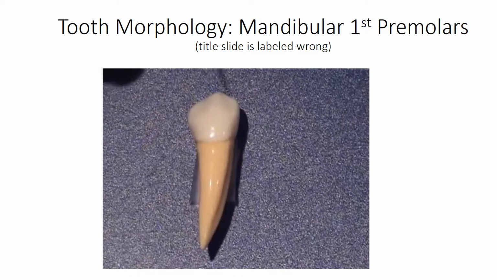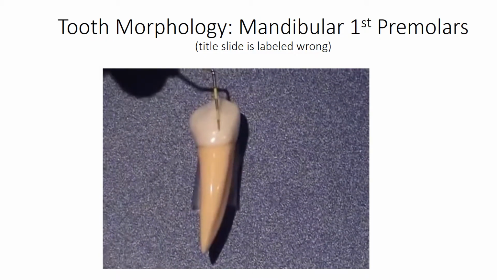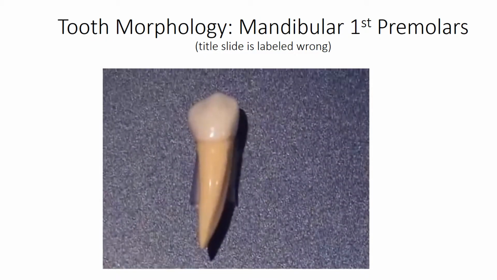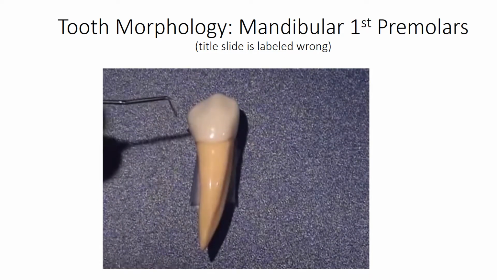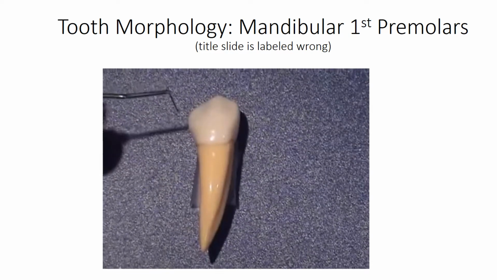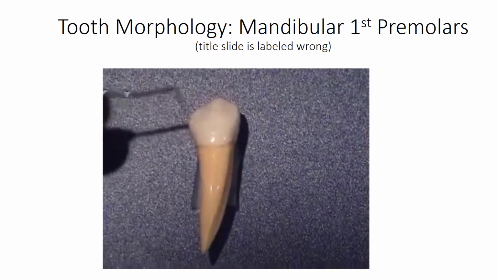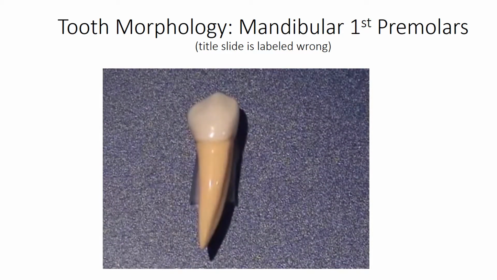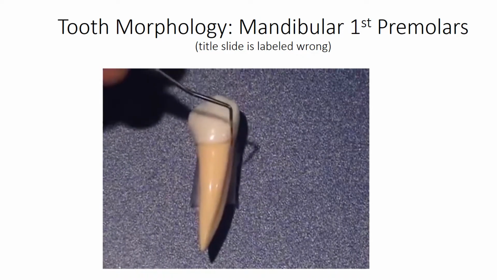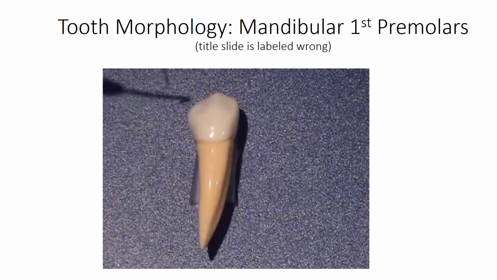From the buccal, the cusp is slightly mesial to center, and therefore the mesial cusp slope is shorter than the distal cusp slope. Mesial and distal contacts are just cervical to the junction of the occlusal and middle thirds. The mesial outline is slightly concave, and the distal outline is rounder.